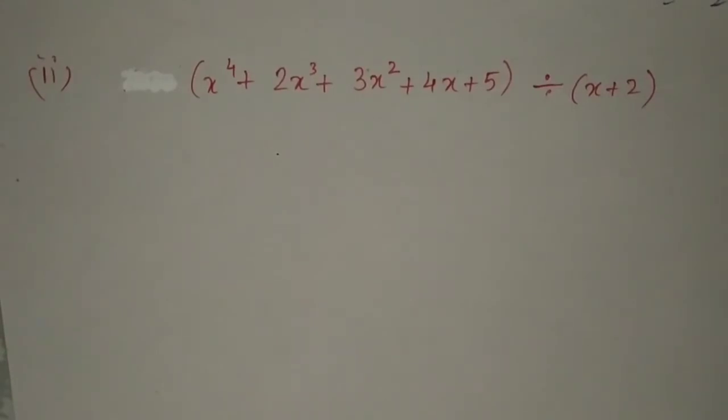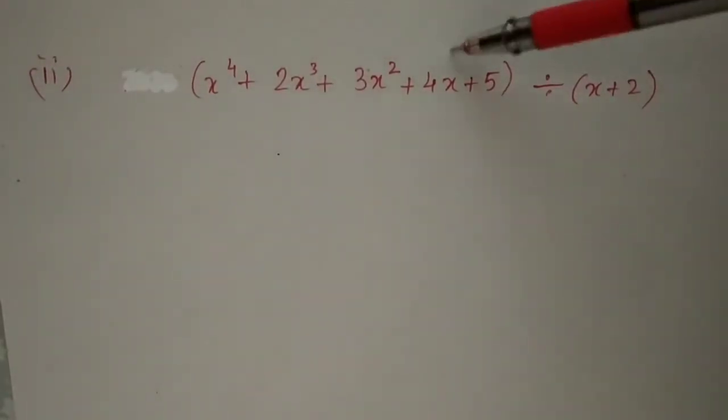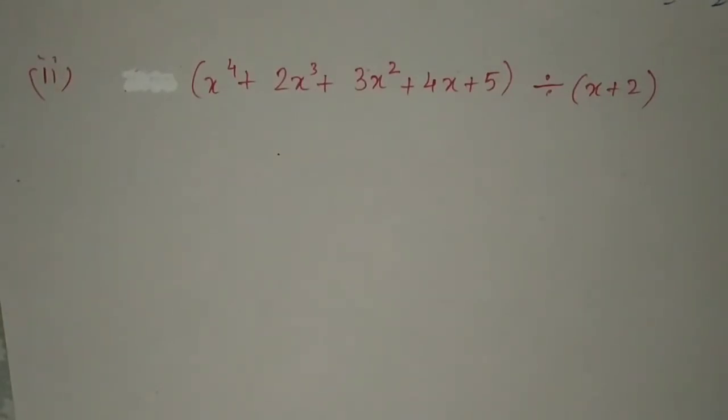So the next question is x raised to 4 plus 2x cube plus 3x square plus 4x plus 5. So our first step will be what, children? To check whether this question is in the standard form. So let me check that. 4, 3, 2, 1, 0. Not a problem. So we don't have to change anything here. This is the dividend and this is the divisor.